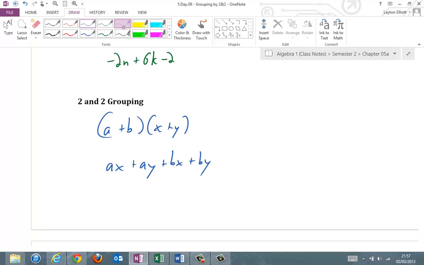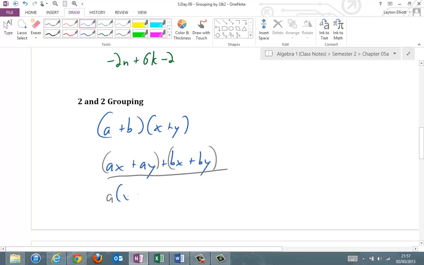Now, look at what's left. If I saw this and I had to go back to the original, the way to do it is to look at the first 2 and look at the second 2 and see what the first 2 have in common. They have an a in common. So I'd pull the a out, leaving an x plus y. And then in the second 2, I'd pull a b out, which would also leave behind an x plus y. And then because the 2 have an x plus y in common, we're going to pull the x plus y out, leaving behind an a plus b.